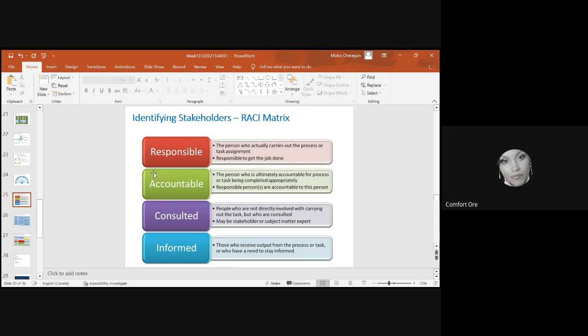So they could be the customers, the business, the SMEs. So these are the people that are consulted. And now those that are informed could be everybody that has a stake in the project. Again, back to what we've been saying, not everybody is responsible, not everybody is accountable.